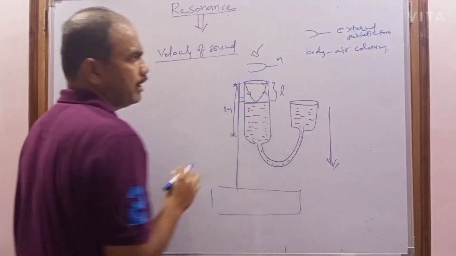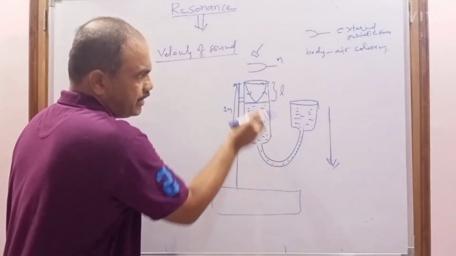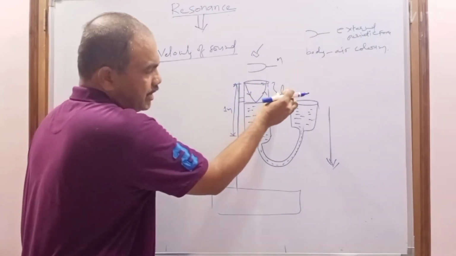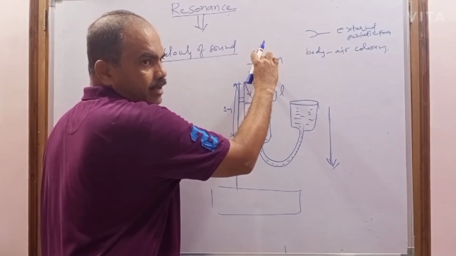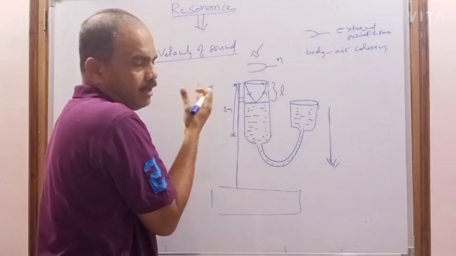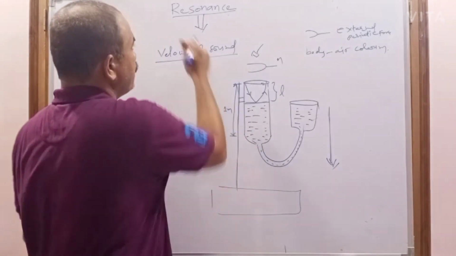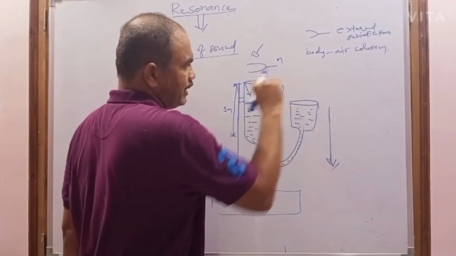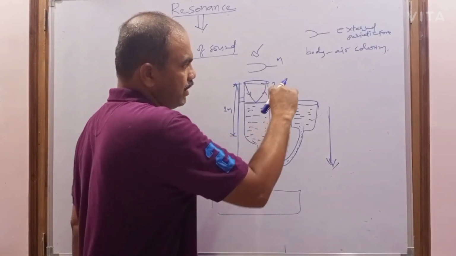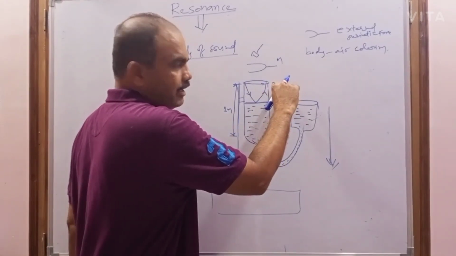So the body is nothing but an air column. When the length is changing, the frequency of the air column changes. That's why at a particular length, the natural frequency of the air column coincides with the tuning fork frequency. Due to that, the air column vibrates with a larger amplitude. That phenomenon is known as what? Resonance.